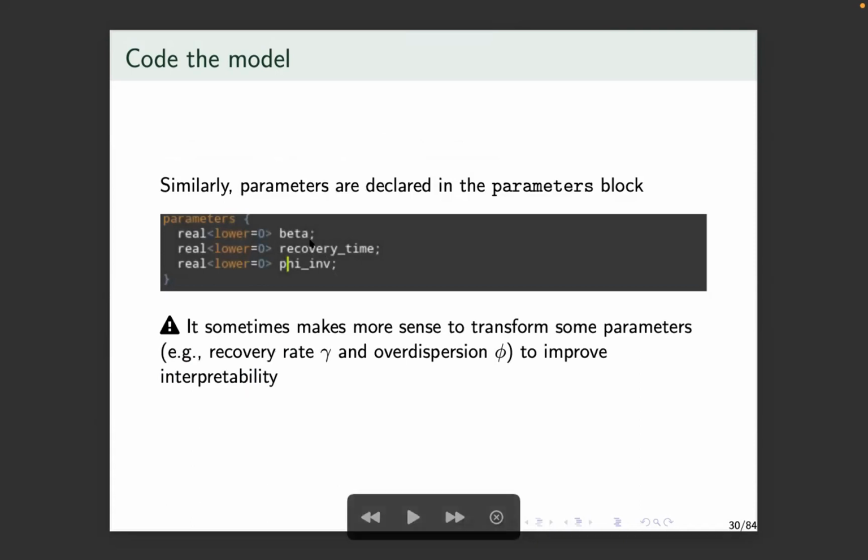The parameters now, as we have said, beta, which here in the parameters block is the time to say that we want beta to be bounded from below at 0. Same for the recovery time. So recovery time is the inverse of gamma, and same for the overdispersion parameter phi.